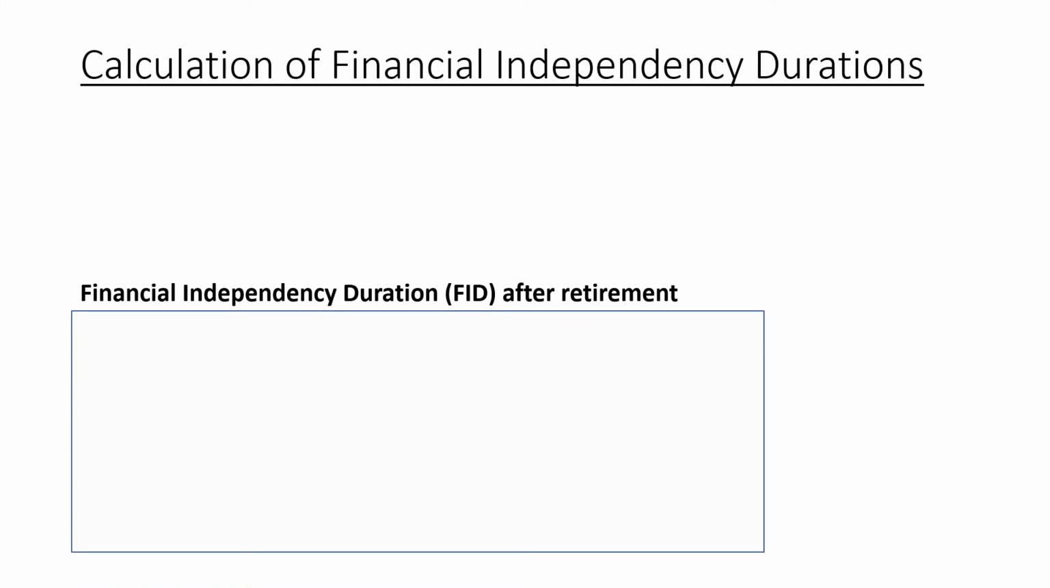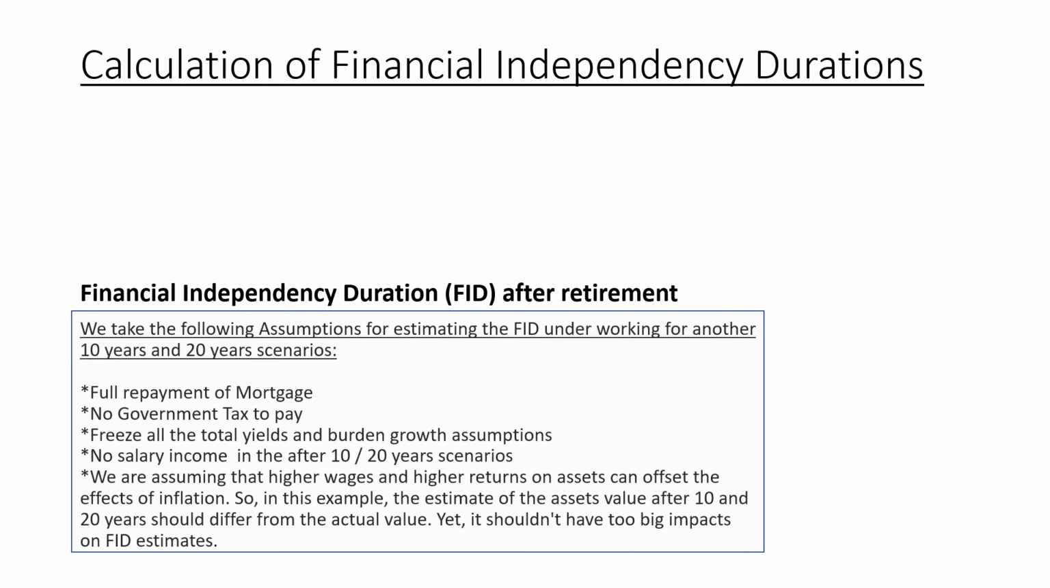So in order to calculate the retirement age, and also after retirement how long you can remain financially independent, we need to make several simple assumptions for this illustration. We have made up two scenarios. One is both Mr. and Mrs. Lau work another 10 years before they retire, and another scenario is they work another 20 years before they retire. A lot of changes could happen, but we assume no change to make it simple.